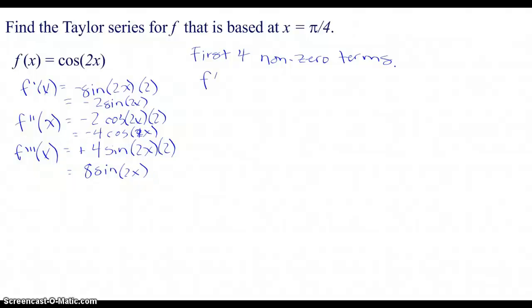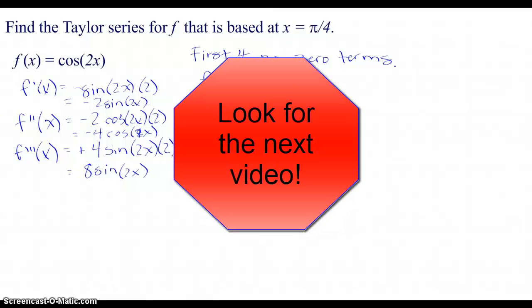Then we'll need f of pi over 4, f prime of pi over 4, f double prime of pi over 4, f triple prime of pi over 4. That'll be a good place to stop. We'll pick this example up in the next video.